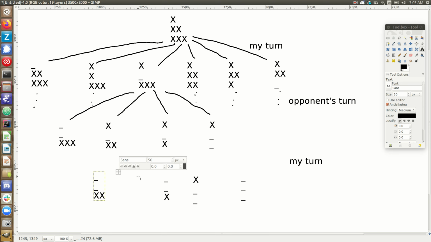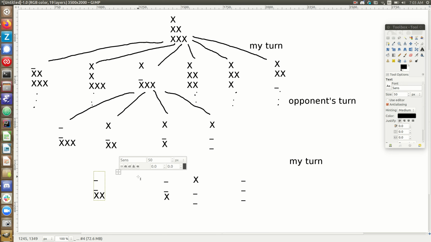So remember that on my turns, I'm going to be looking at the maximums, and on my opponent's turns, I'm going to be looking at the minimum. The opponent will see that both of these are -1. The minimum of that is -1, and so I'm going to be stuck with that -1 in that case, no matter what.